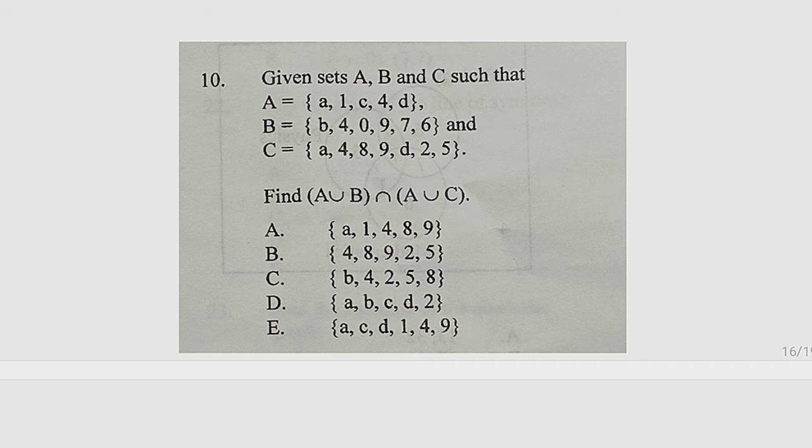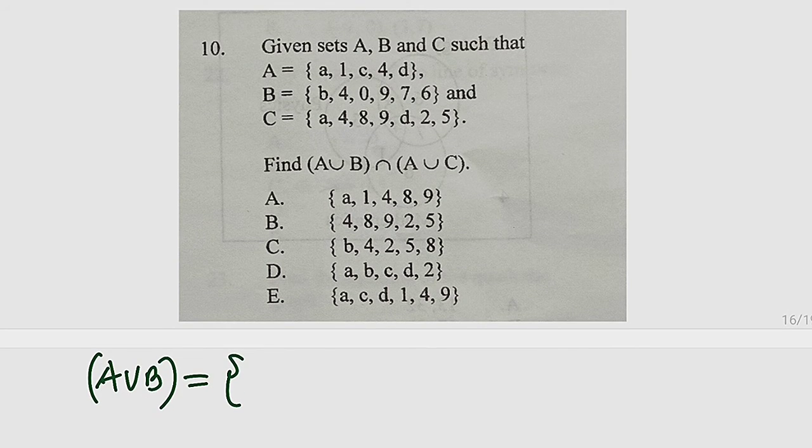On sets, we are given three sets here, A, B, and C. The elements of set A are 1, 4, and D. We have that of B, 4, 0, 9, 7, 6, and that of C is 4, 8, 9, D, 2, and 5. We are asked to evaluate A union B intersecting A union C.